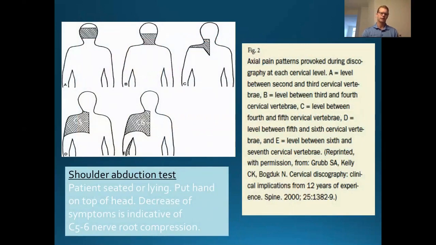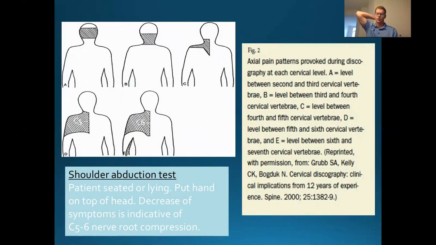Another test that you can do for cervical radiculopathy is the shoulder abduction test. You perform this with the patient seated or lying. They simply put their hand on top of their head, and a decrease of symptoms is indicative of a C5 to C6 nerve root compression. So you have them sit there, and they might even tell you, hey, my symptoms feel better when I do this.